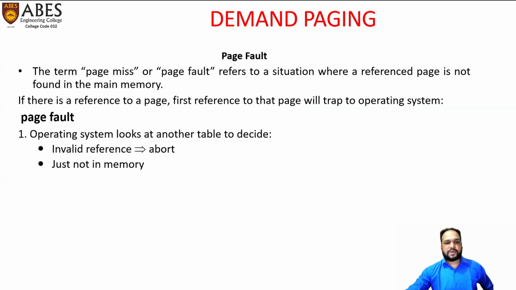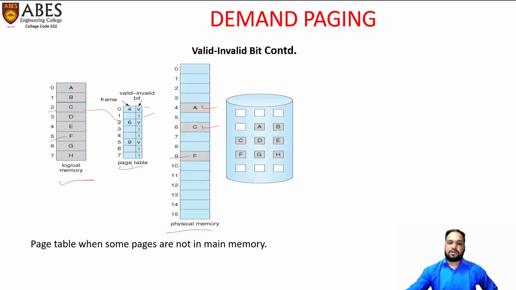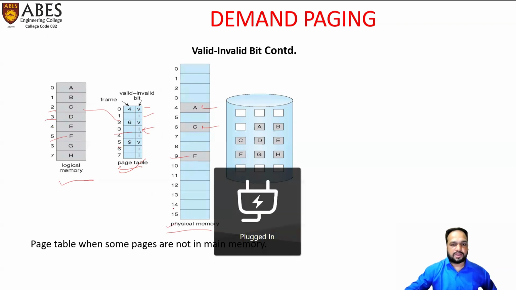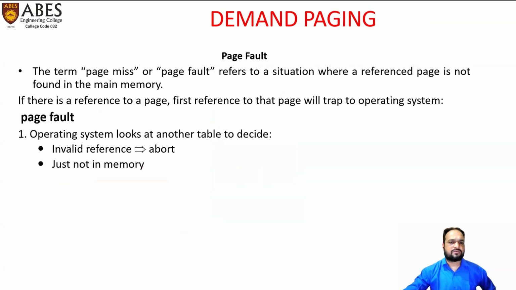A page miss or page fault refers to a situation where a referenced page is not found in the main memory. Suppose we are looking for D, since it is not stored inside the page table and 3 is not mapped with it, it is referencing an invalid entry. This means inside the main memory, or physical memory, D is not available. So that is considered a page miss or page fault. If there is a reference to a particular page, it will first reference that page and trap to the OS.